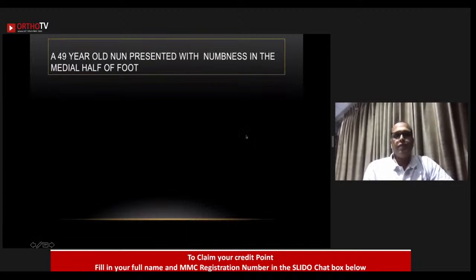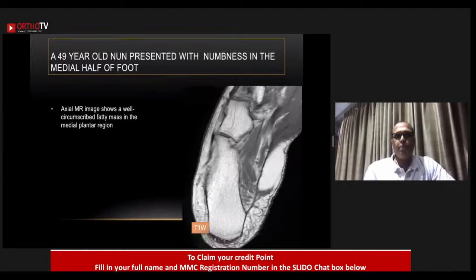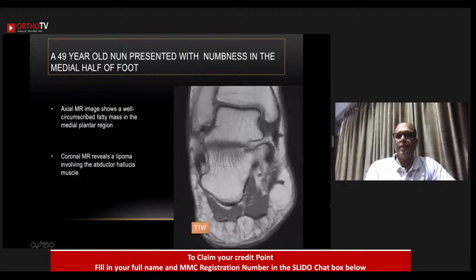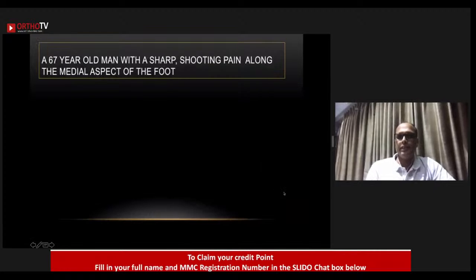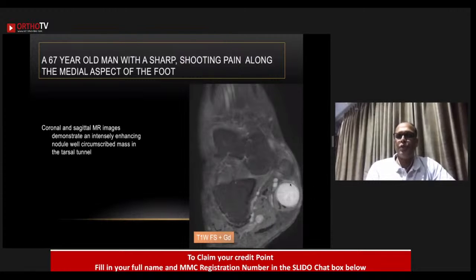Another patient, a 49-year-old who had numbness over the foot, a non-fat sat image. We are not able to appreciate a pathology, but closely looking at it, we can see a fat intensity lesion along the medial aspect of the foot. We could see that lesion very well abutting the abductor hallucis muscle, and it is actually scalloping the margins of that. We certainly would wish to exclude such pathologies if there is a doubt.